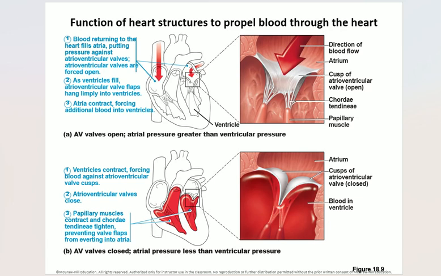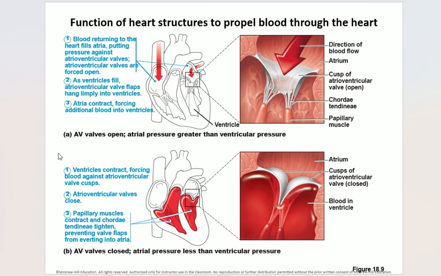Talking about valves here and how they work. So you'll just want to read through this slide. So AV valves open when atrial pressure is greater than ventricular pressure. Blood's returning to the heart, fills the atria, puts pressure against the atrioventricular valves, and those valves are forced to open. As the ventricles fill up, those valves hang limply into the ventricles. As the atria contract, they force additional blood into the ventricles, right?